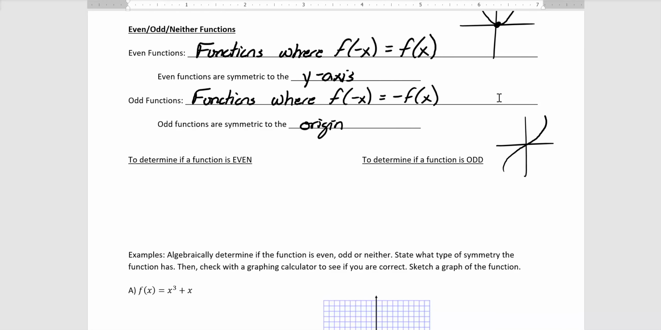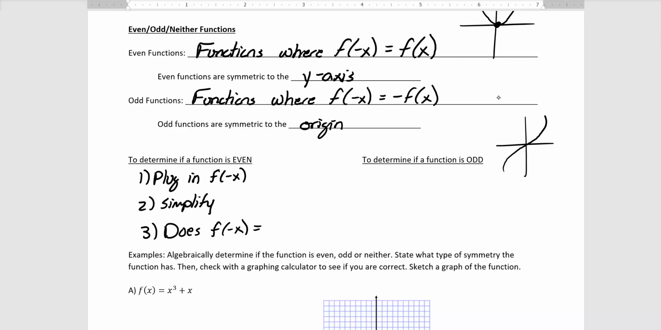So all I need to do is, step one, plug in f of negative x. All right, and then I'll simplify that expression, and then I'll see, does my simplified expression f of negative x equal f of x? If so, it's even. If not, well, it might be odd.